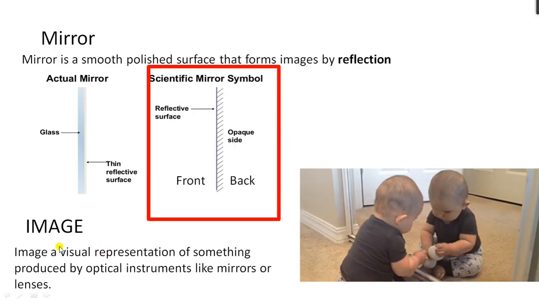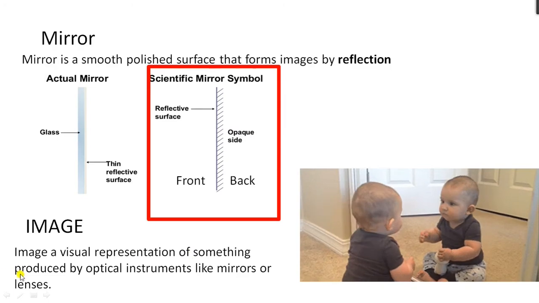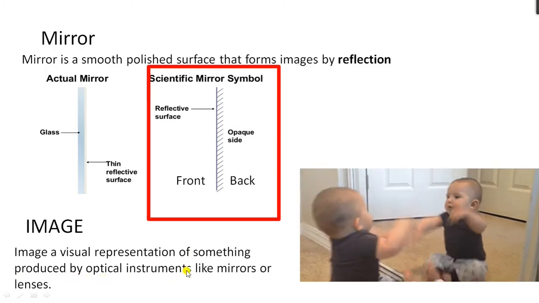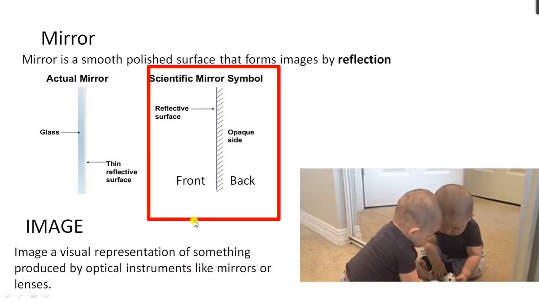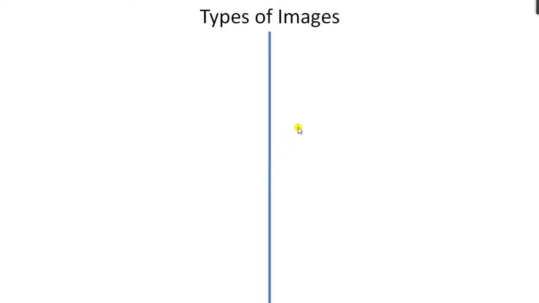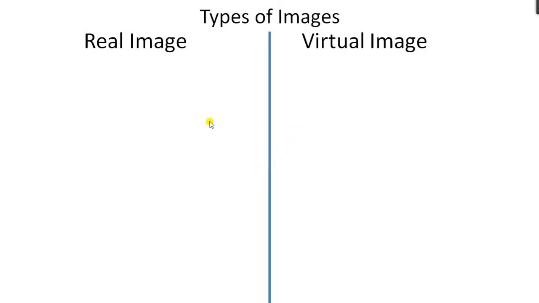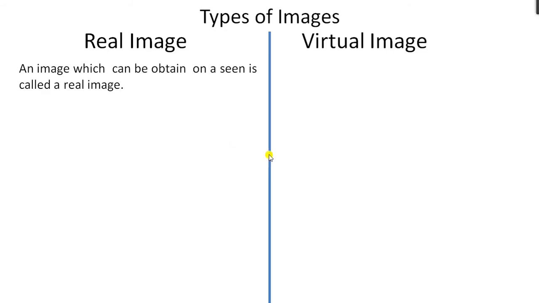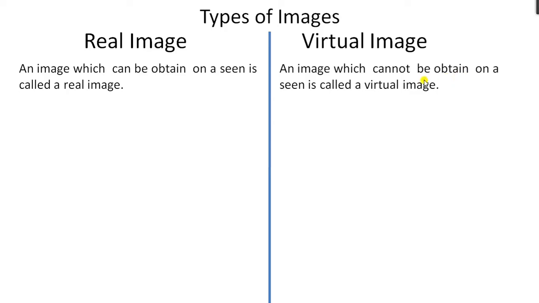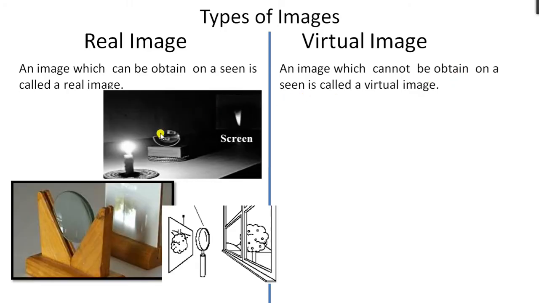And an image is the visual representation of something produced by optical instruments like mirrors or lenses. So there are two types of images. One is a real image, another is a virtual image. A real image can be obtained on a screen, and a virtual image cannot be obtained on a screen. So let's see the example here.